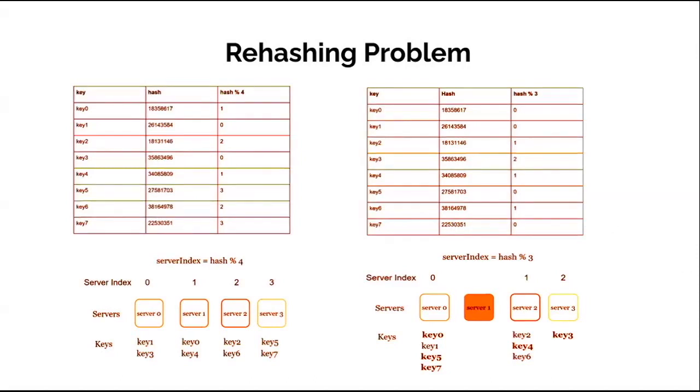So most keys are now redistributed, not just the ones originally stored in the offline server. Not just the keys which were pointing to server 1, which has gone offline.